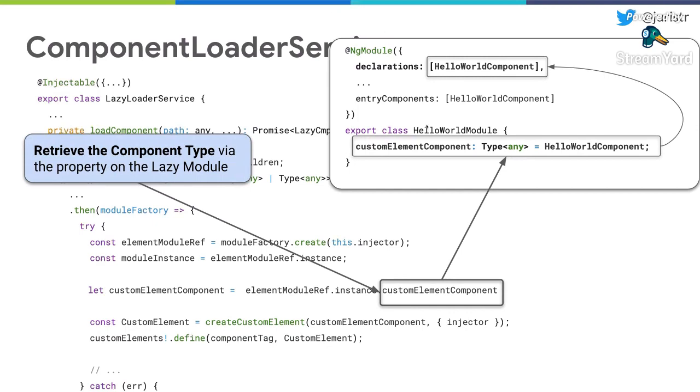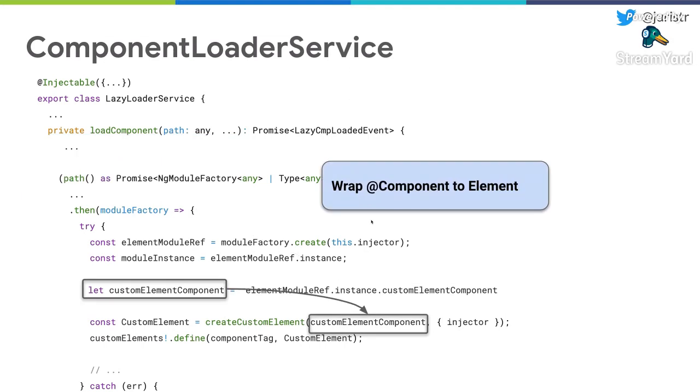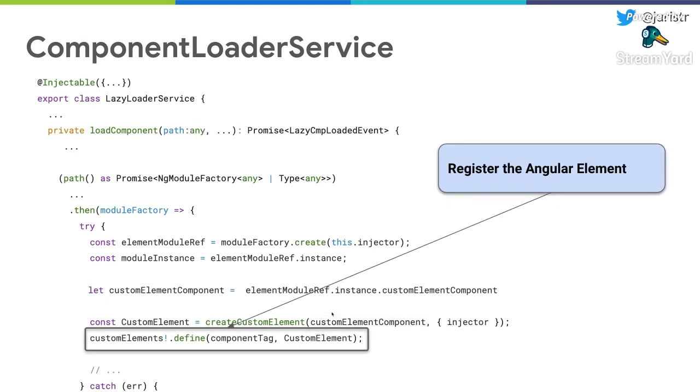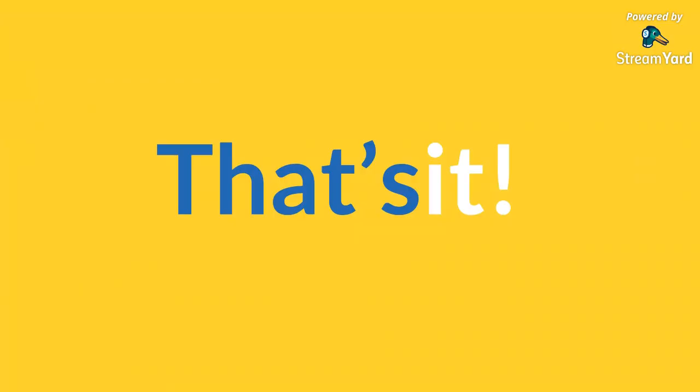If you remember before, as you see here above. And then we can automate the whole registration of a custom element, right? Because now we have the component class, the component type, which we want to wrap. We use that createCustomElement, the injector. And with that, we register it to the browser. And at this point, the browser knows that when the tag comes along, it will render it out. And so that's basically it.